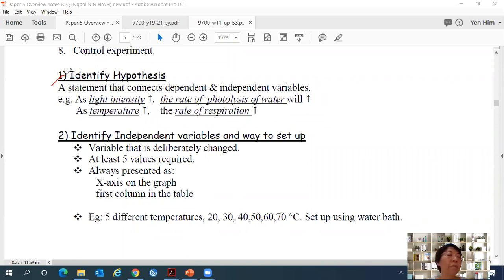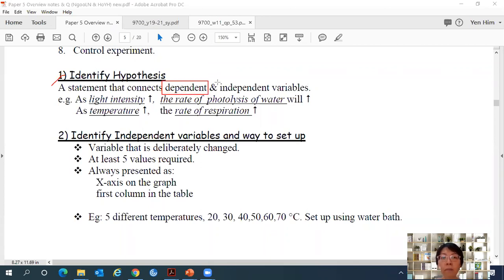Okay, now, when you want to identify a hypothesis, a hypothesis is a statement of what you want to find out from the experiment. It's an intellectual guess. You want to find out something from the experiment. So in your hypothesis, you must have 3 things.